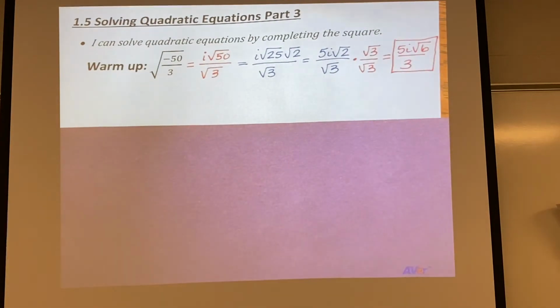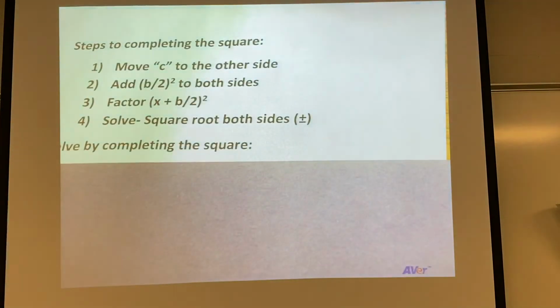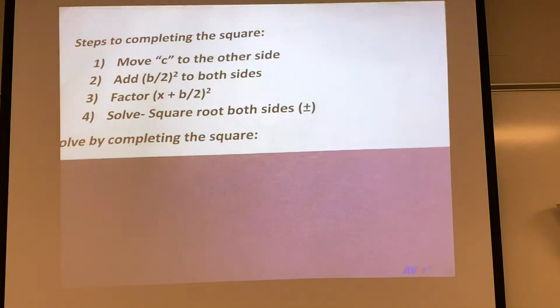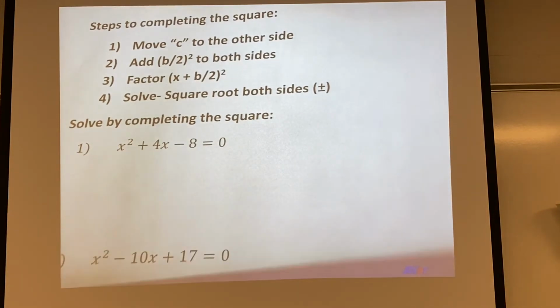All right, next I'm going to show you steps for completing the square. I would recommend pausing the video so you can write them down. We're going to move c to the other side, add b divided by 2 squared to both sides, factor so that it's x plus b over 2 squared, and then solve, which means we're going to take the square root of both sides. Anytime you take a square root, you have to remember to put a plus or minus. All right, so let's try going through those steps. So again, if you don't have time to write it down, just pause the video, write it down, and hop back on.